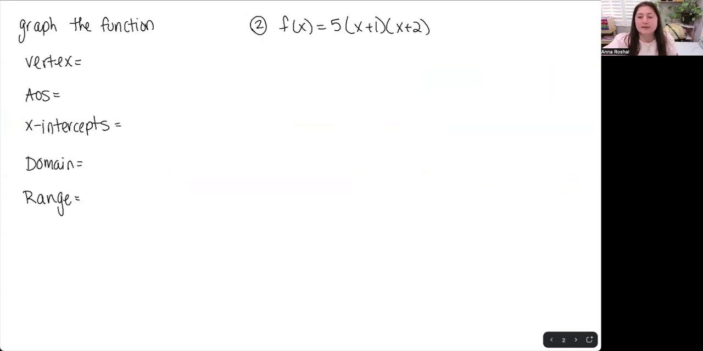Okay, let's try the next one. So again, we're going to start with the very first thing. We're going to start with my x-intercepts because I've got it already in this super easy format. So I'm going to have this x plus 1 is 0, and I'm going to have this x plus 2 is 0. I can solve these both by moving the 1 and the 2 over to the other side. So I'm going to end up with x is -1 and x is -2. My x-intercepts are -1 and -2.